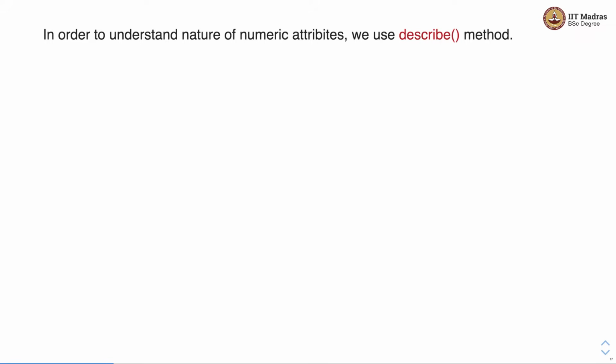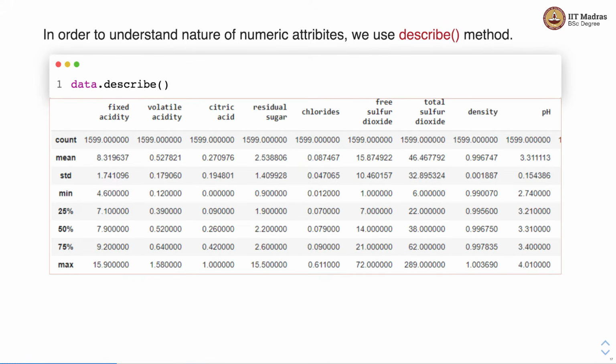In order to understand the nature of numeric attributes, we use the describe method. The describe method gives us statistics about each feature, or specifically it gives statistics about each column in the data frame. So here you can see the statistics about fixed acidity.